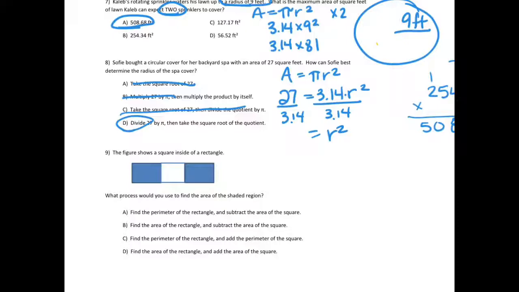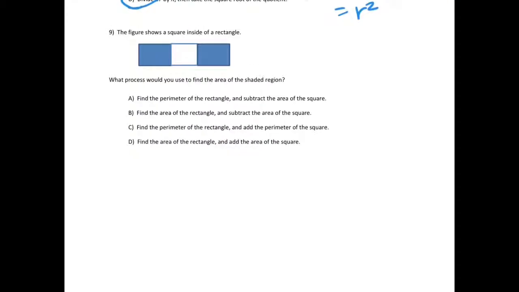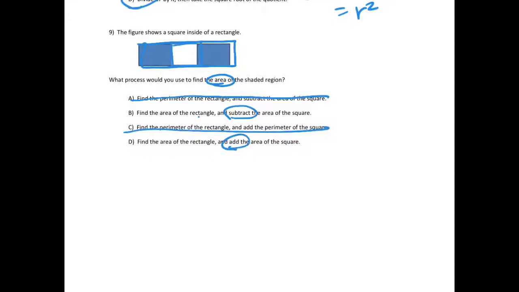Number 9, the figure shows a square inside of a rectangle. What process would you use to find the area of the shaded region? Well, you'd have to find the big region and then subtract the small region. So we're talking about area. This one's talking about perimeter. This one's talking about perimeter. This says find the area of the rectangle and subtract. This one says find the rectangle and add. We want to subtract. So that's number 9.